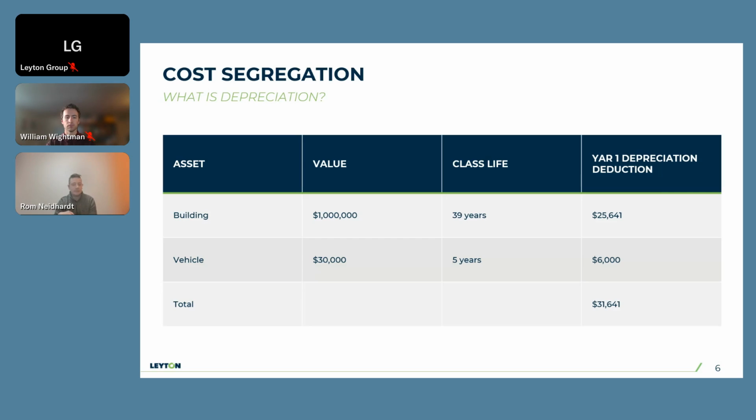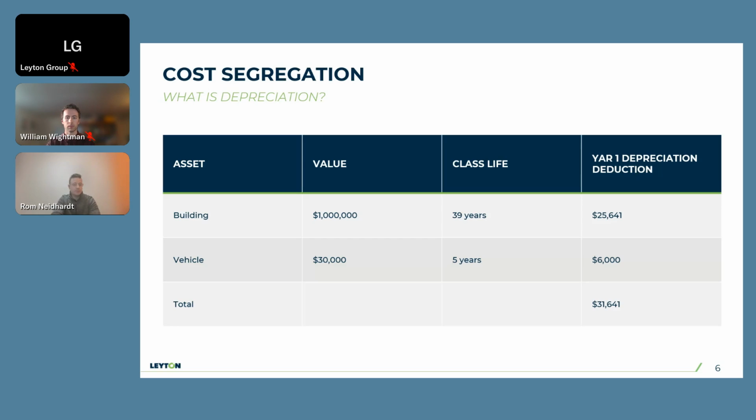The idea there, like I said, is that it represents that degradation of value to try to mimic the real world, right? So your building is going to last longer. So the class life on a commercial building is going to be 39 years. Class life on a vehicle is 5 years, right? The idea is that the vehicle after 5 years, not a ton of value left on it. So when it comes to depreciation, that building, that $1 million value, the depreciation deduction you can take in 1 year, theoretically, is 1/39th of that total value.